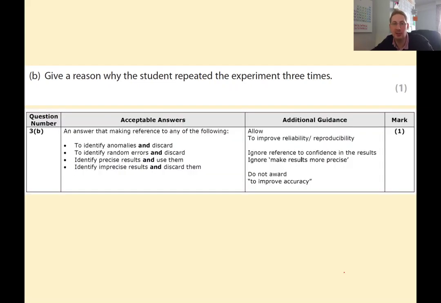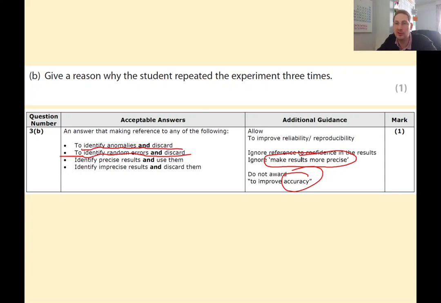Give a reason why the student repeated the experiment 3 times. I bet many of you would struggle to give an answer to this. You might be tempted to say, oh, fair test. But actually what it wants is to identify anomalies and discard them. To identify random errors and discard them. That's basically the idea there. Don't allow to improve the accuracy. Don't allow to make the results more precise, because it won't. You're recording it to the same precision every time.